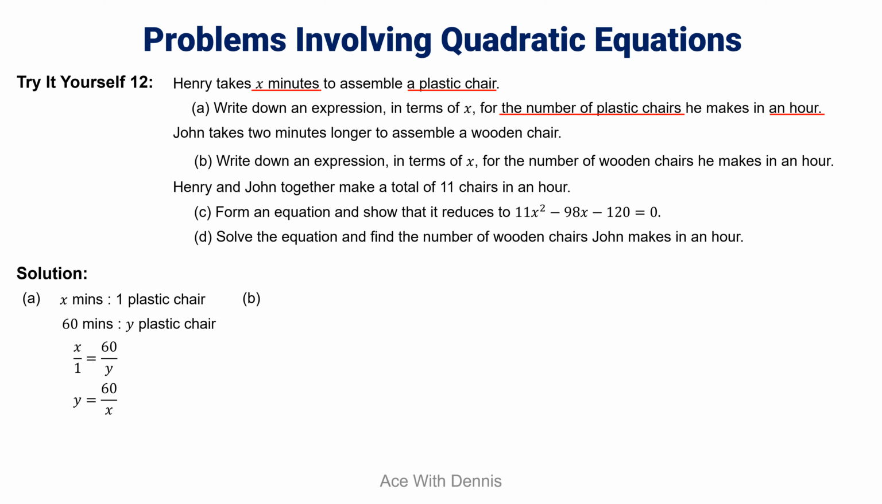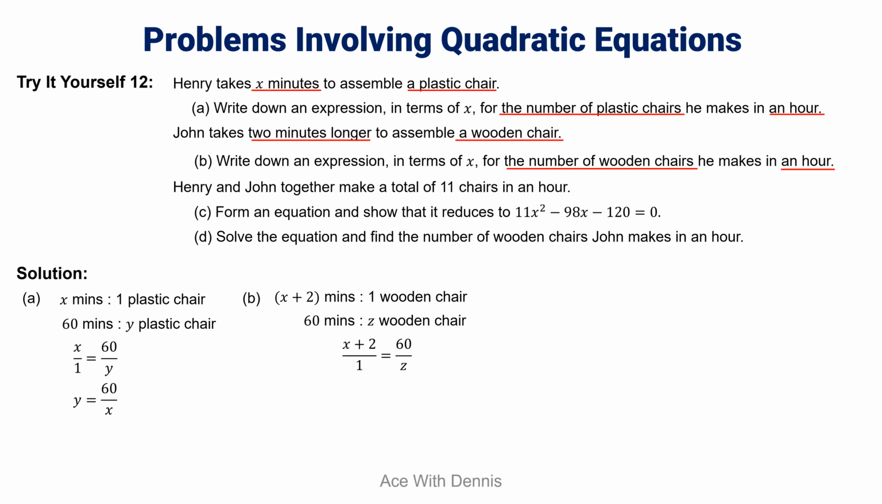Next, for B, John takes 2 minutes longer to assemble a wooden chair, which means x plus 2 minutes to one wooden chair. I want to know the number of wooden chairs he can make in an hour. So 60 minutes is to z wooden chairs. Again, this is a ratio. We can have x plus 2 over 1 equals 60 over z. So z equals 60 over x plus 2.